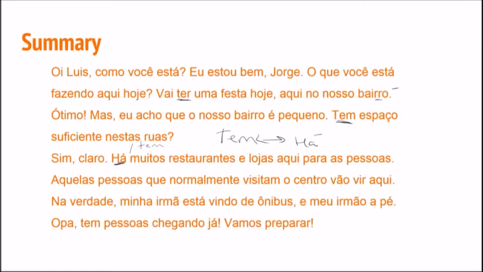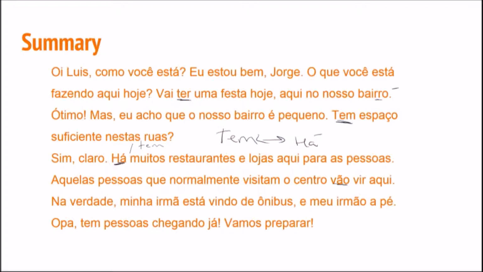Same thing. So here I use aqueles, those people, right? Those people furthest away. Those people over there. Those people that normally visit Centro downtown vão vir aqui. So vão is a conjugation of ir, we've learned that, right? And vir is a word we have not learned. It means to come, right? So they are going to come here.